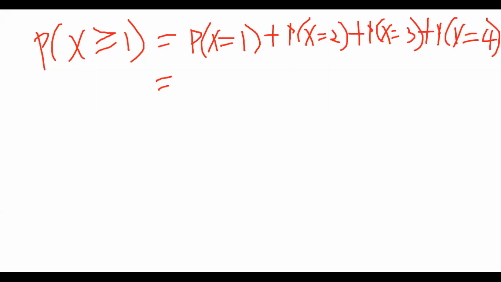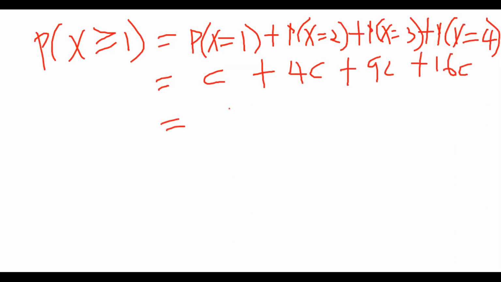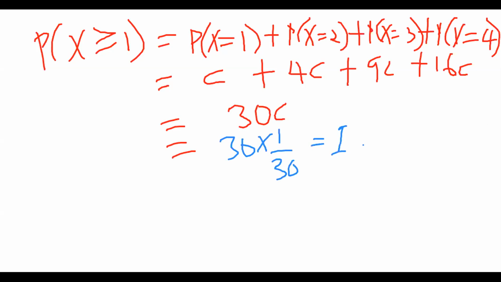So for 1, we had c plus 4c from the table, plus 9c plus 16c, which will give us 30c, which is therefore the same as, so this is why you substitute on the final stage, 30 times 1 out of 30, which gives us a 1. And that is very good. You got that answer correct. But I wanted to share with you the alternative method.